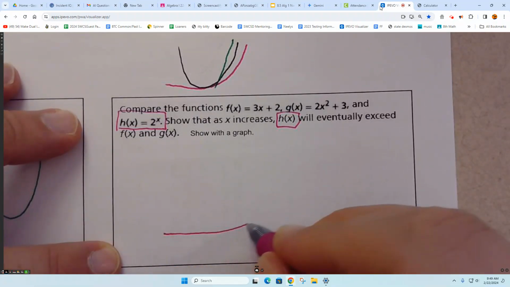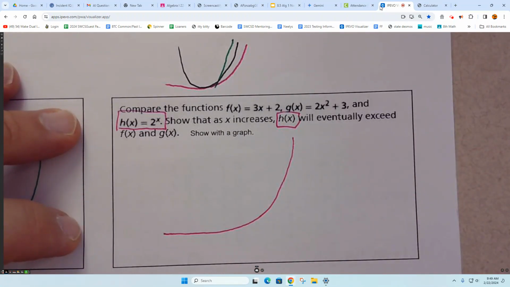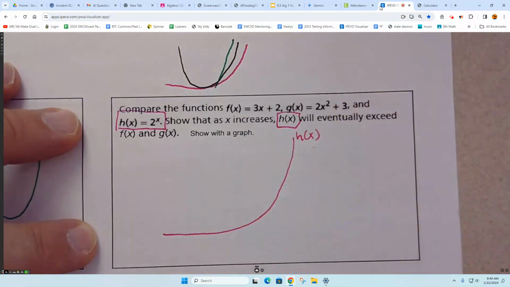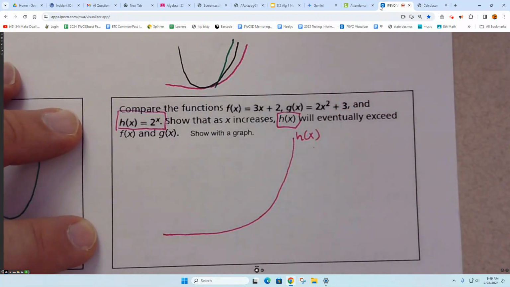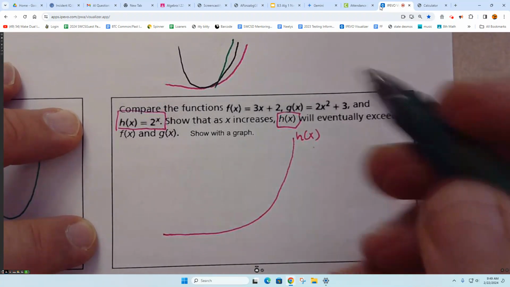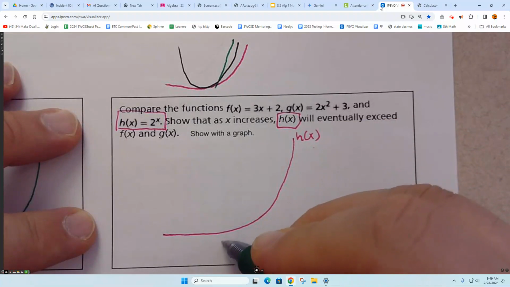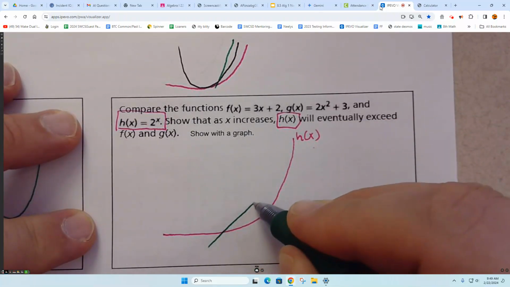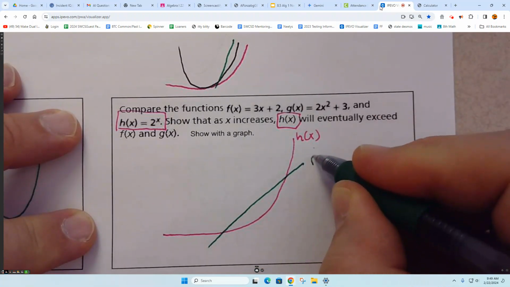So I'm going to draw H. And at the end of the graph, I'm going to write H of X. I'm fortunate to have different colors here. And then for F of X, I want to show that it was winning, but then that it eventually lost. There's my F of X.